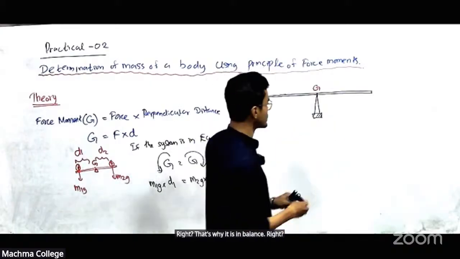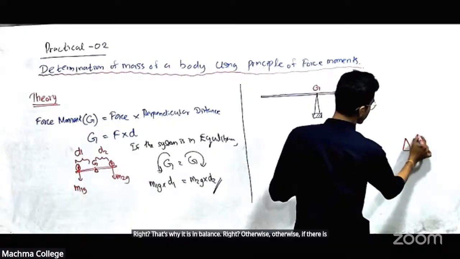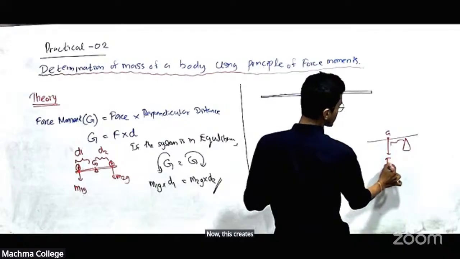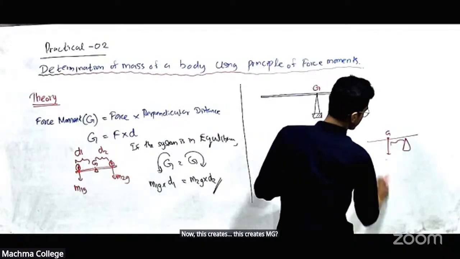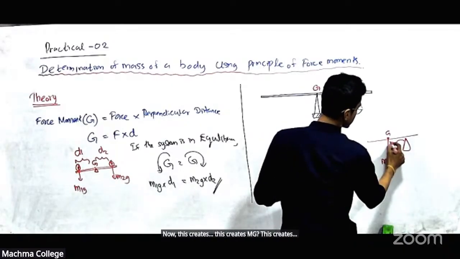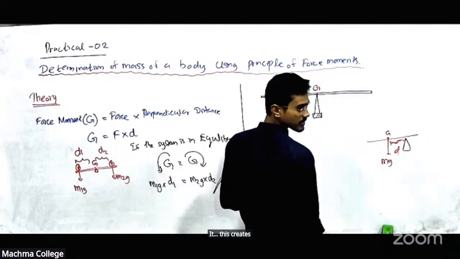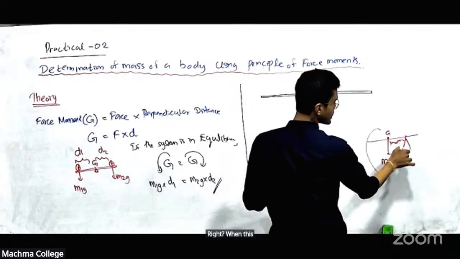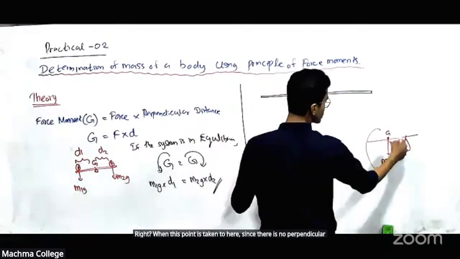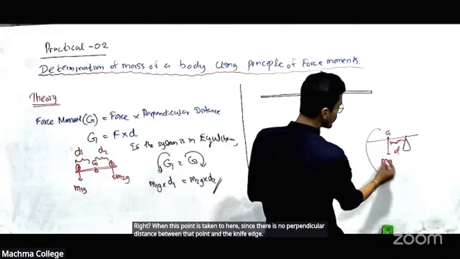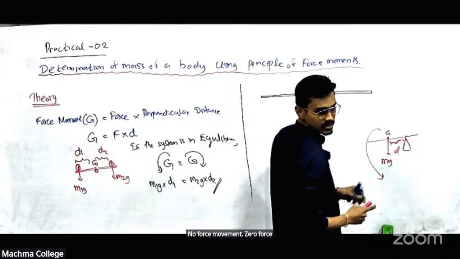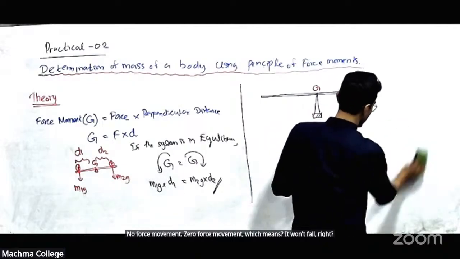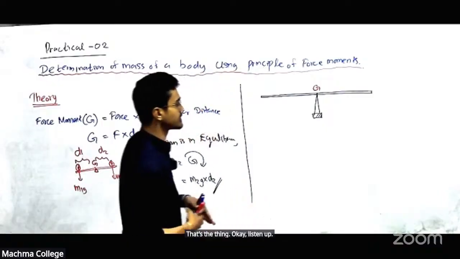Otherwise, if it is not in balance, let's say center of gravity is somewhere here. Now this creates mg, which creates a force moment of mgd, and this falls in this direction. When this point is taken to here, since there is no perpendicular distance between that point and the knife edge, there is zero force moment, which means it won't fall. That's the thing. Okay, now this is balanced.